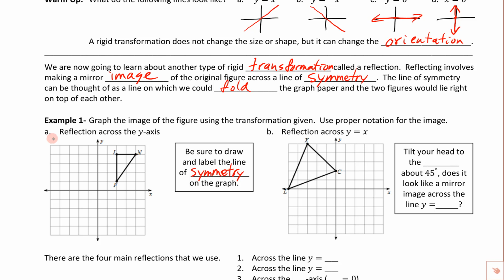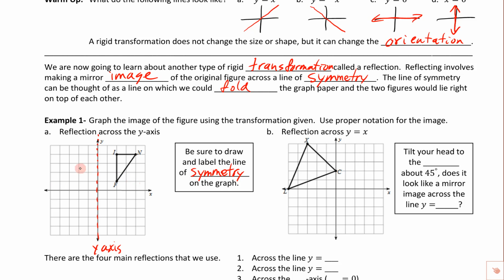So on this one it says we're going to reflect across the y-axis. So let's draw the y-axis on here. So to do that, I'm going to draw a dotted line right here. Okay, so we're just going to do a dotted line right there. Okay, that is the y-axis. Okay, so there's our line of symmetry. So what we're going to do is imagine if we were to fold this graph paper along this line right here. So the left side would flip over on top of the right side, or the right side over on the left side.